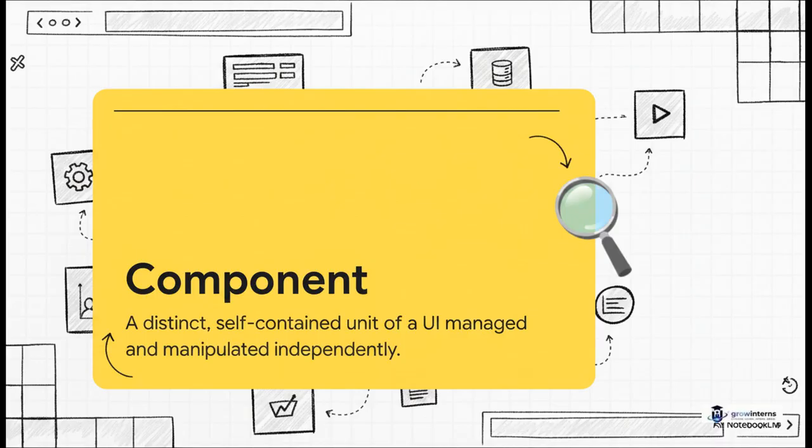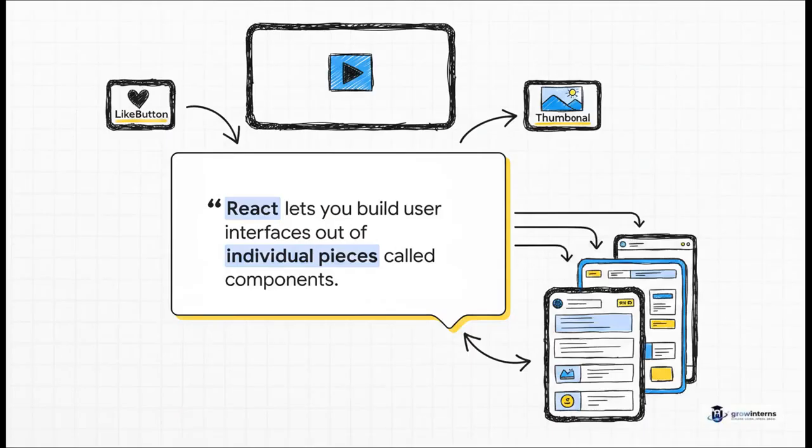Each module has its own job, its own logic, and its own presentation. So, the crucial point is right here in the official React documentation. It beautifully states, React lets you build user interfaces out of individual pieces called components. You create your own custom pieces. Maybe that's a thumbnail component, a like button component, or a video component. Once you've created these pieces, you seamlessly snap them together to form entire screens, pages, and super robust applications.